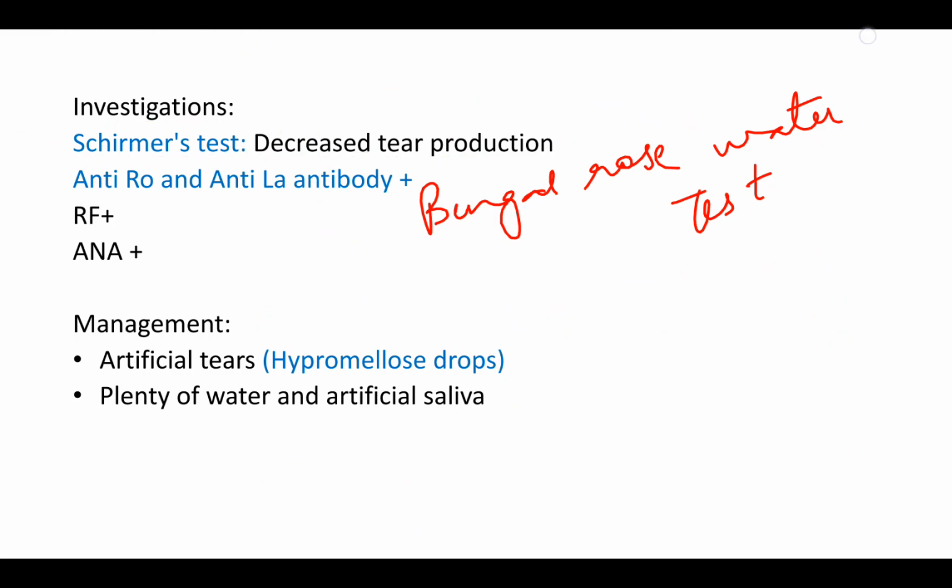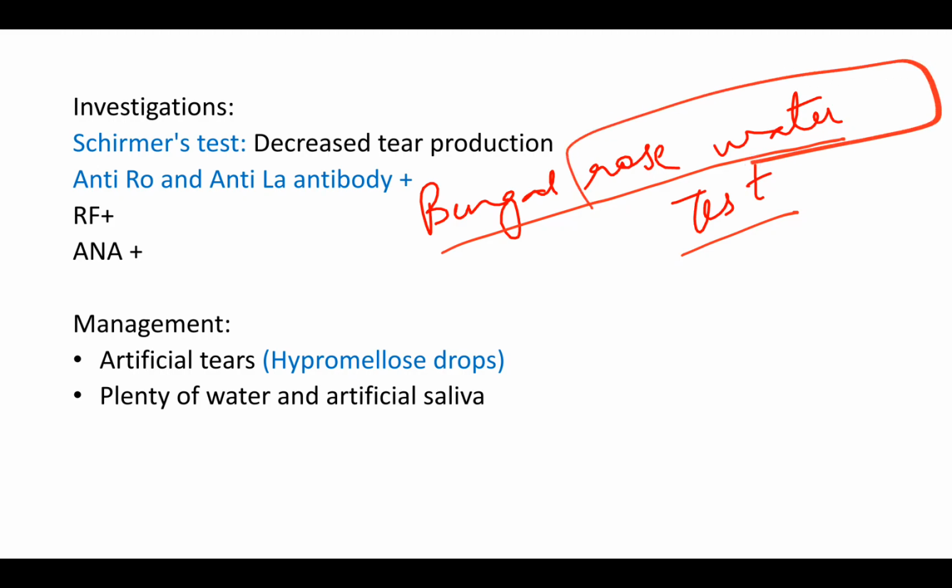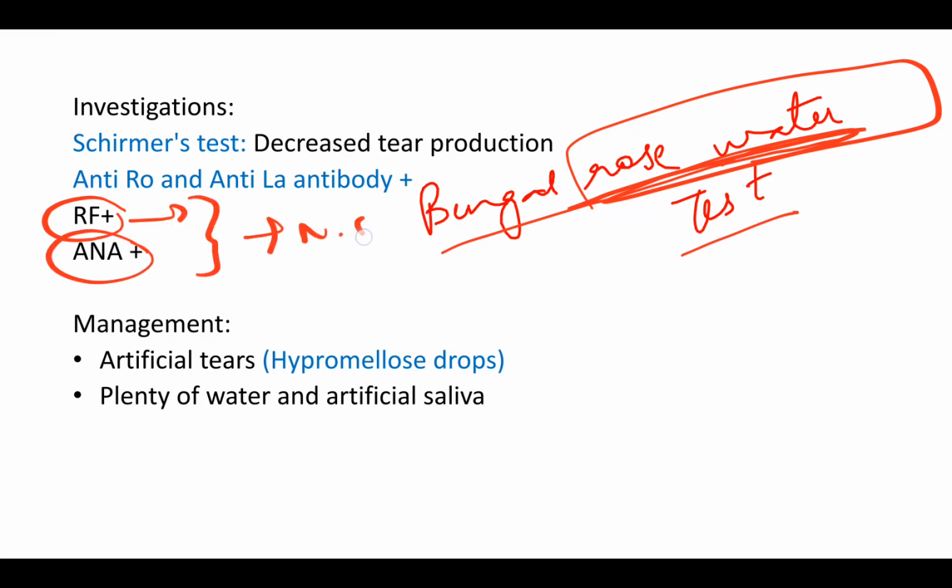Another test that is done in this condition is the Bengal rose water test. Again, you can remember it with the term rose water because the patient doesn't have water in her body, and she's trying to get that from other sources. Rheumatoid factor is positive, and ANA is positive. These two are very non-specific antibodies seen in almost all autoimmune conditions.